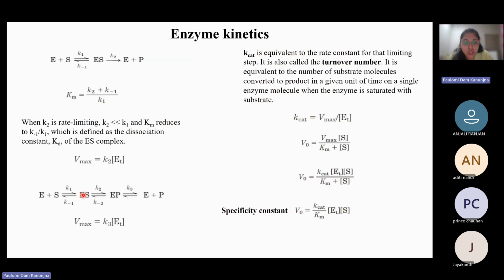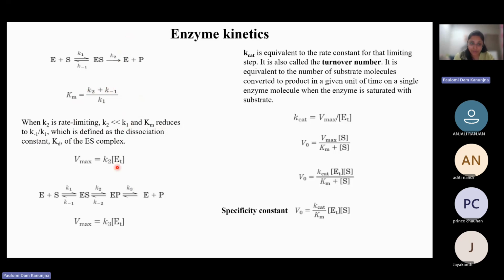And then you have two other phenomena to take care of. When you have Km, we have already explained, this is Km. When you have K2 as the rate limiting step, because we have said the one which is called rate limiting is the slowest in terms of the others. So your K2 being very, very less than K1, your Km basically becomes K minus 1 by K1, which is basically the dissociation constant. So Kd is equal to Km here. Okay, so Kd is basically K minus 1 by K1. This you need to remember when you are talking of one step reaction, and K2 is the rate limiting step.